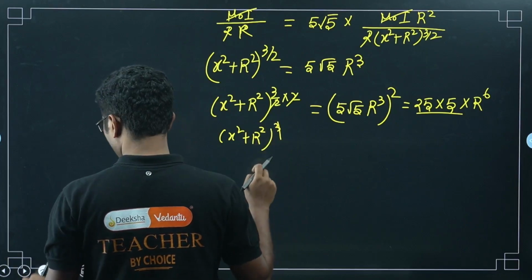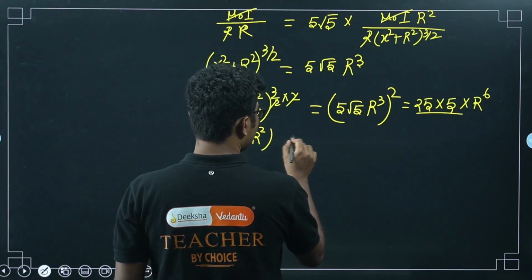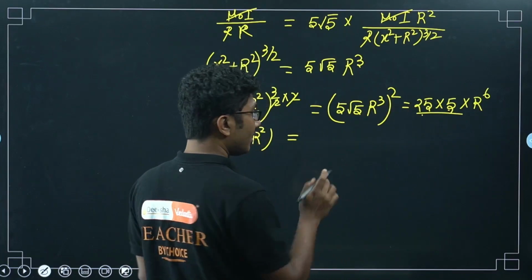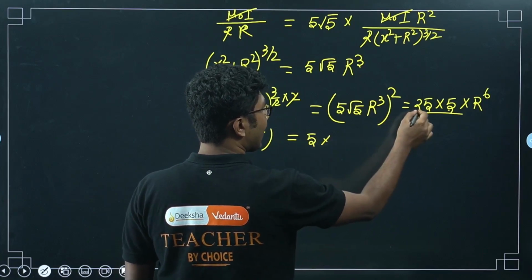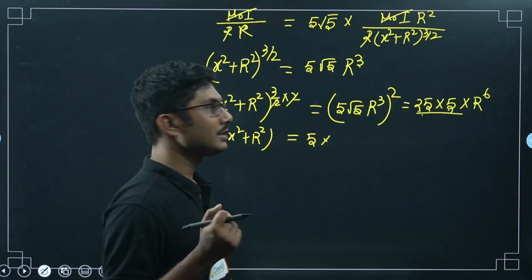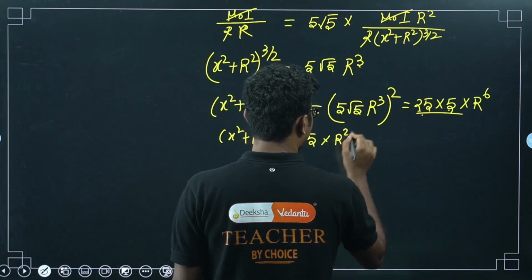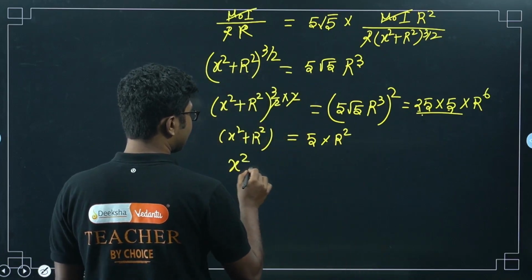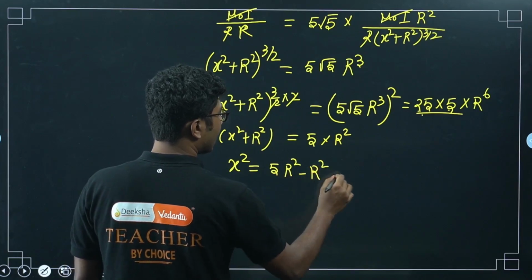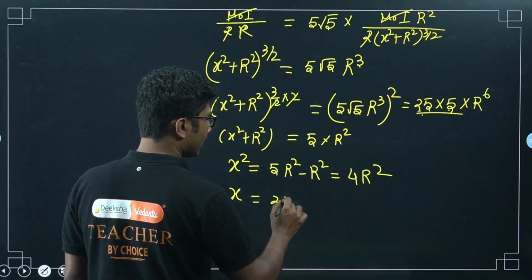So if I do cube root on both sides, we will get on this side 25 into 5 cube root. 25 into 5 cube root means what? 5. Yes, 25 means 5 times 5, another 5 is there, cube root means 5. Now r to the power 6 cube root is r square. Yes, so we can say x square equals 5 r square minus r square, that is 4r square, or x equals 2r, right?